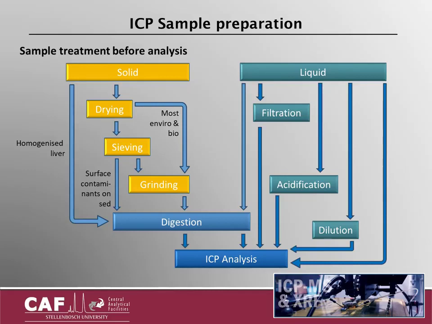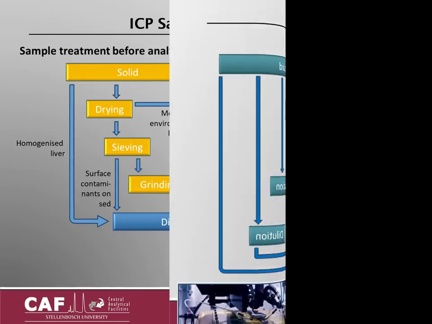If you look at liquid samples, they could be digested immediately if they do have some turbid material. They could be filtered and then just simply analyzed. They could be acidified before analysis or diluted if it contains any high volumes of salt that will interfere with the ICP measurement. So let's look at all of these different processes in more detail.